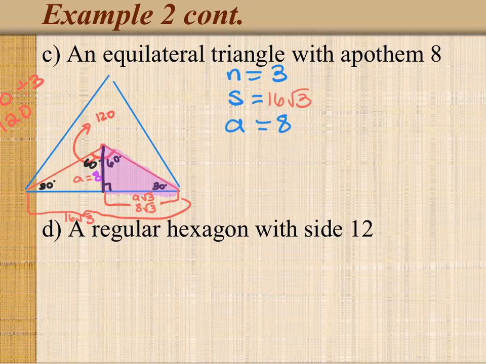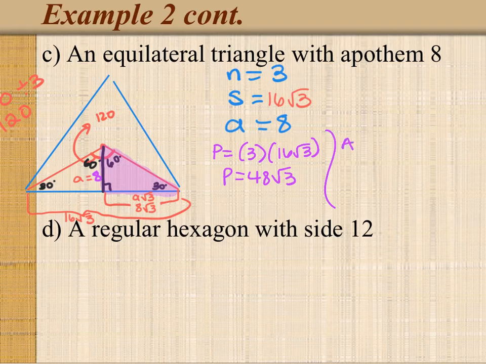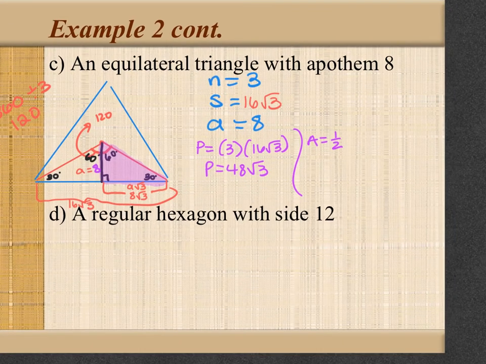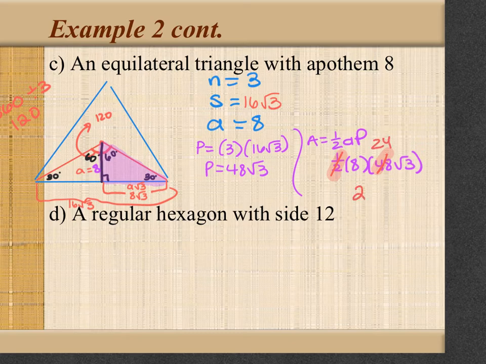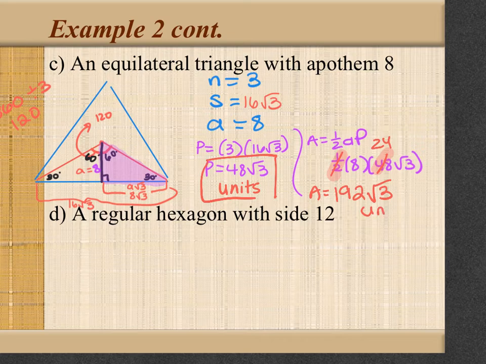Okay, so now I've got perimeter, number of sides, length of each side. Good. 48 square root 3, and then area is 1/2 A times P, 1/2 times 8 times 48 root 3. I can do 1/2 and 8 or 1/2 and 48, doesn't matter which one. 192 root 3. Units, and units squared.